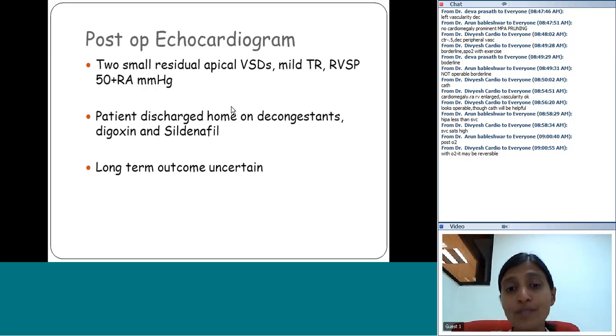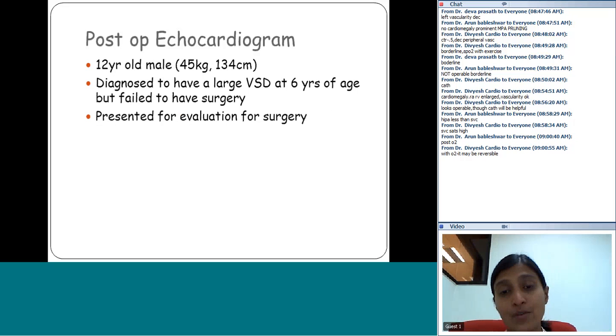The other thing people do is leave an ASD so that at least there is some egress for the right ventricle. If his pulmonary hypertension progresses, at least we haven't worsened his long-term prognosis by completely sealing off the ASD and the VSD and everything. So the other option is to leave an ASD open. But I think this child, we don't know, the future is uncertain.